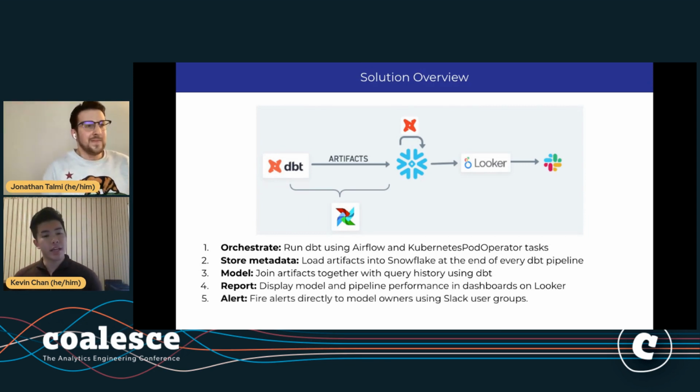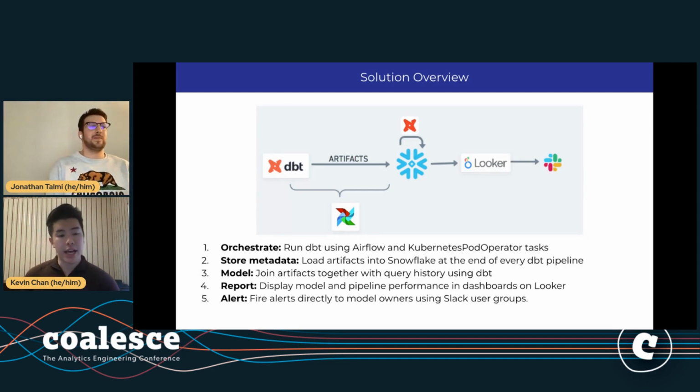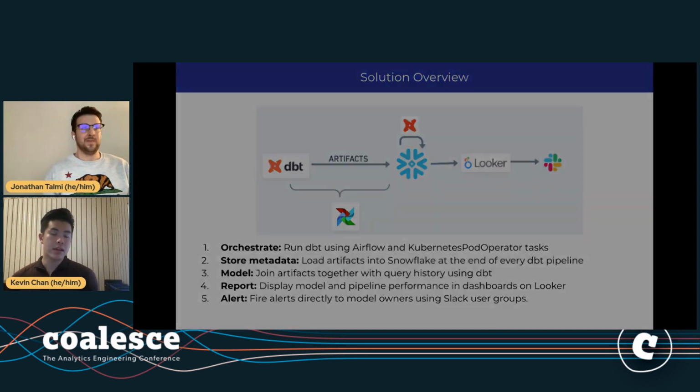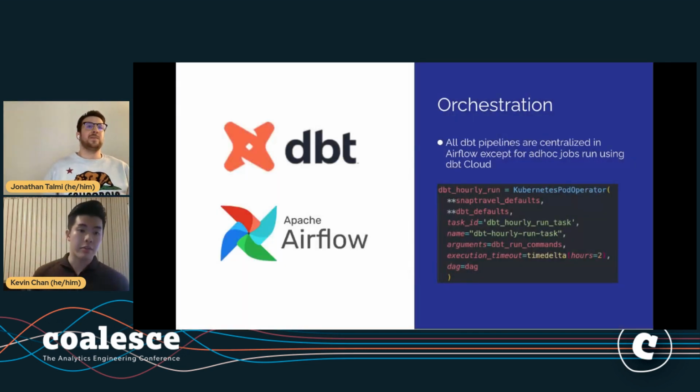And finally, within these dashboards in Looker, we're actually able to create alerts on them to say, okay, if our status has changed within the last 15 minutes and the model has failed, let's send the alert to Slack. And we've effectively done so by creating Slack user groups to alert individual model owners if their dbt test or model has failed. So let's go into a deeper dive about each of the components.